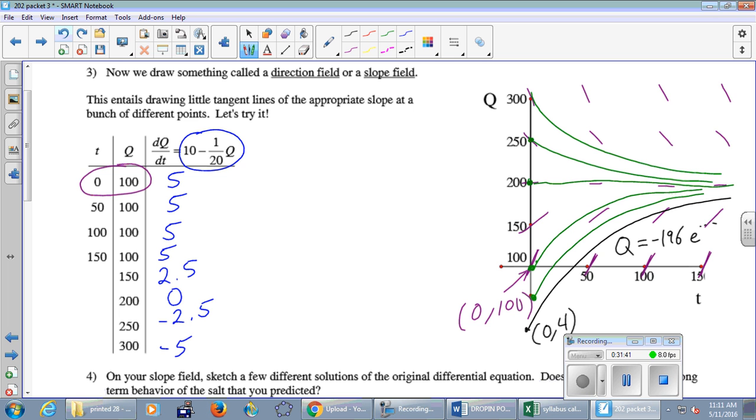Can somebody describe, I mean, I bought the whole increasing and not by as much. That's what we discovered by looking at our particular function. But what's going on up above? Under what condition would the amount of salt in the tank be decreasing?